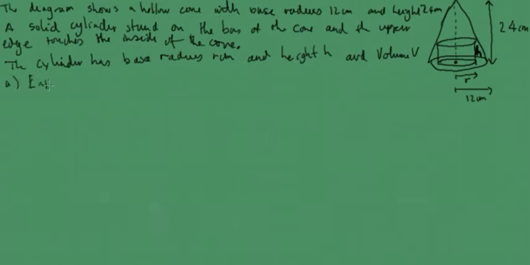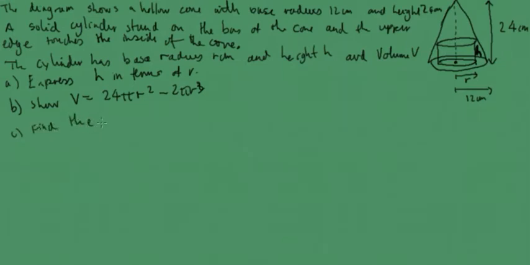Firstly, express h in terms of r. Show that the volume is equal to 24 pi r squared minus 2 pi r cubed, sorry, not squared, cubed, and find the volume of the largest cylinder that can stand inside the cone.